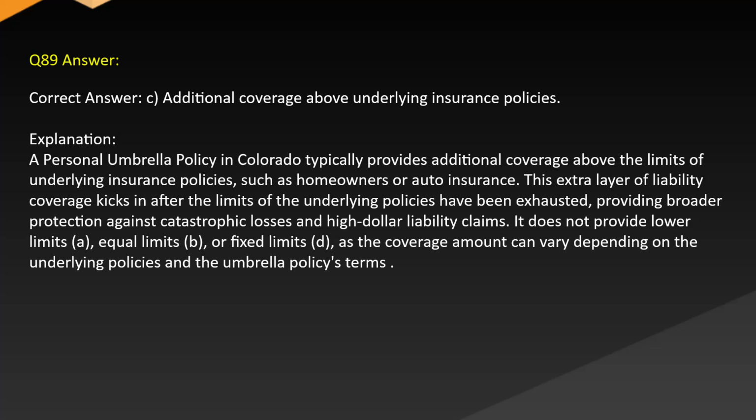Explanation: A personal umbrella policy in Colorado typically provides additional coverage above the limits of underlying insurance policies, such as homeowners or auto insurance. This extra layer of liability coverage kicks in after the limits of the underlying policies have been exhausted, providing broader protection against catastrophic losses and high-dollar liability claims. It does not provide lower limits, A, equal limits, B, or fixed limits, D, as the coverage amount can vary depending on the underlying policies and the umbrella policy's terms.